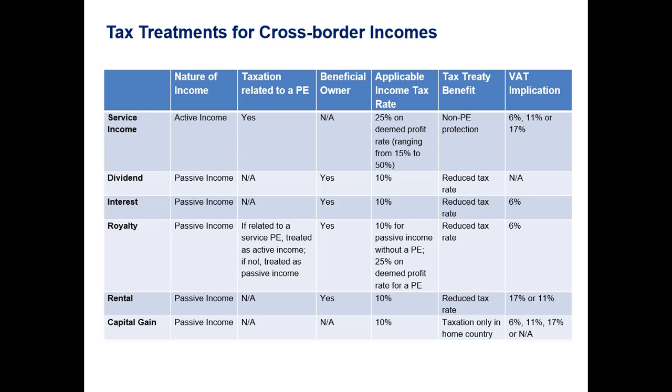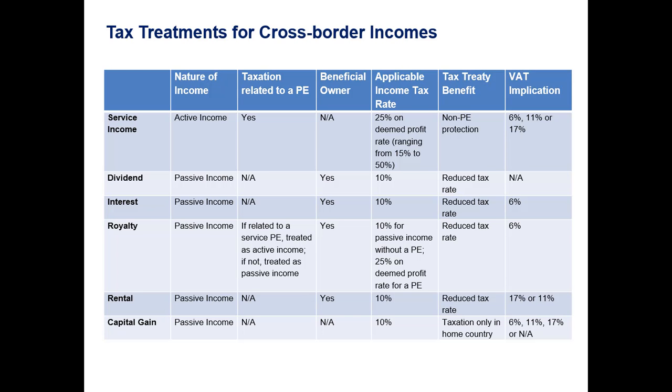And this is a table which summarizes the tax treatment for cross-border incomes. First is service income. Service income in nature is active income, and the taxation principle is whether there is a PE in China. The tax treaty protection is for PE or non-PE. It has no connection with the beneficial owner. We will talk about later what the beneficial owner is. And the applicable tax rate is 25% based on a deemed profit rate.